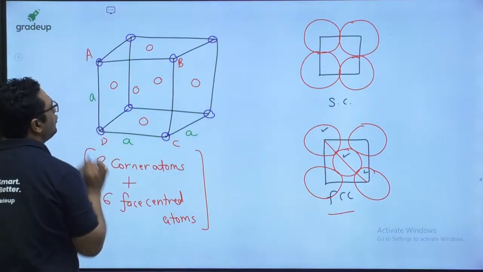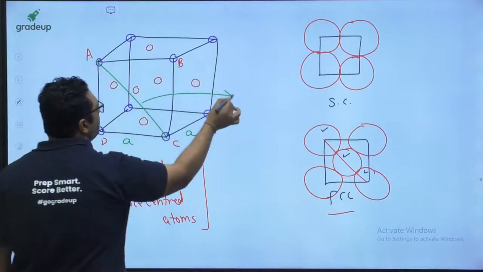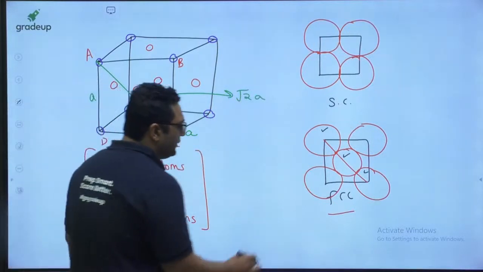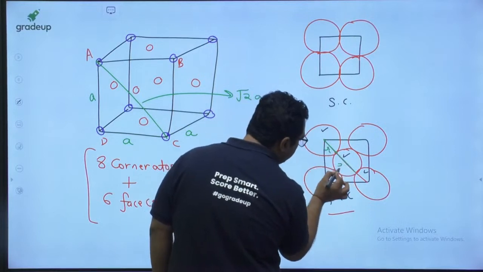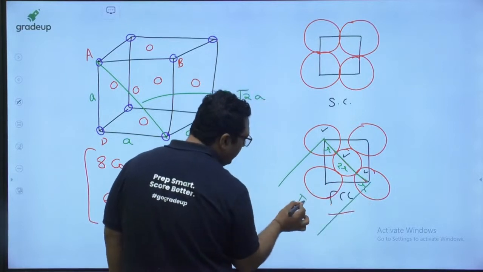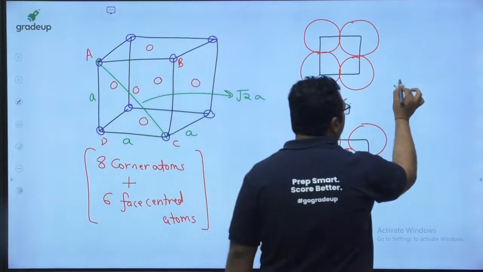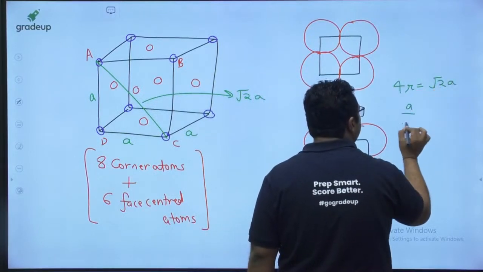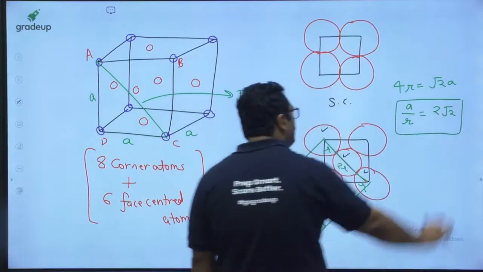This side is A. So obviously, if you want to find out this side, by Pythagoras it is going to be equal to root 2A. So this is R, this is 2R, then this is again R, and this distance is root 2A. When you equate it, you write 4R equal to root 2A. So the A to R ratio comes out to be 2 root 2.